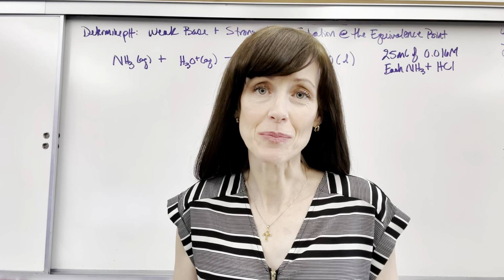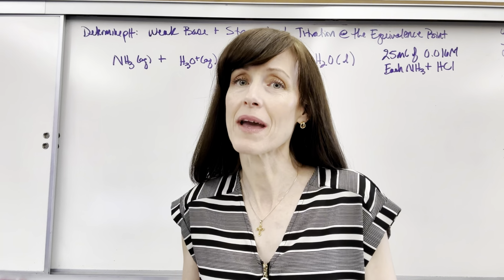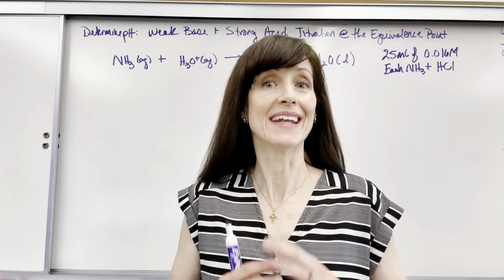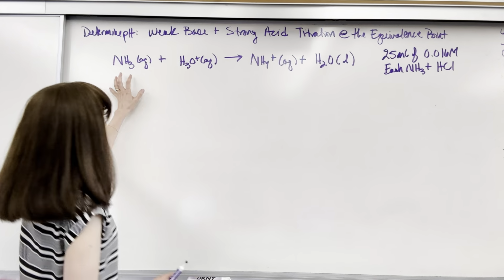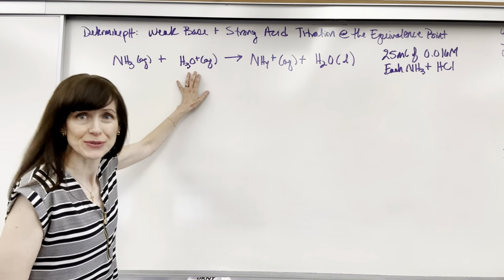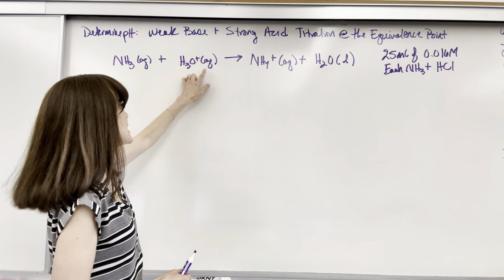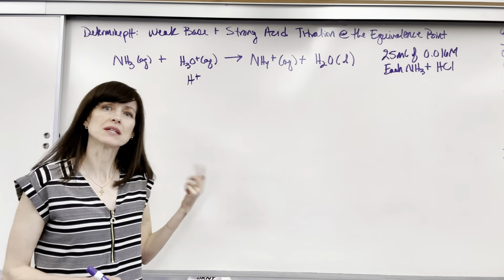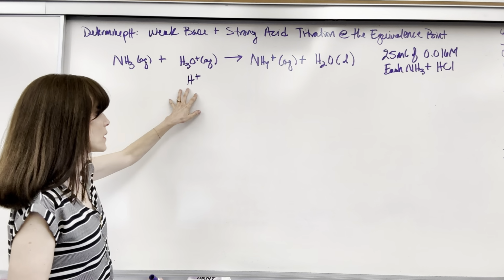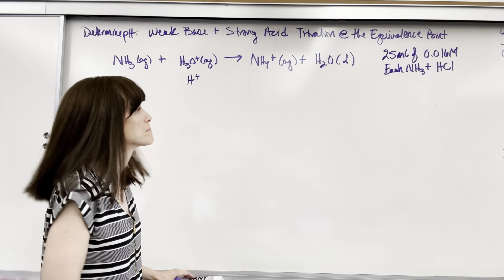How to determine the pH when you have a weak base, a strong acid, and it is at the equivalence point. Here we go. We've got ammonia, weak, plus hydrochloric acid. Notice that I write it as H3O plus. You can write it as H plus. Trust me, it's a little bit easier to write it as H3O plus because then you can see the water.